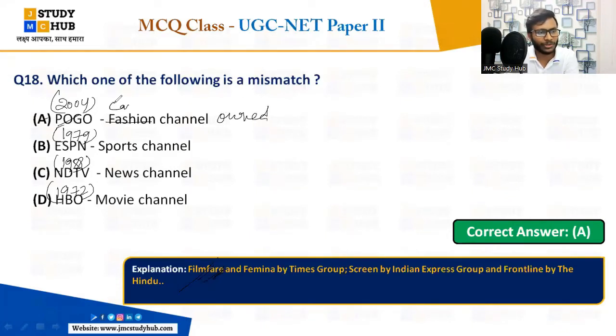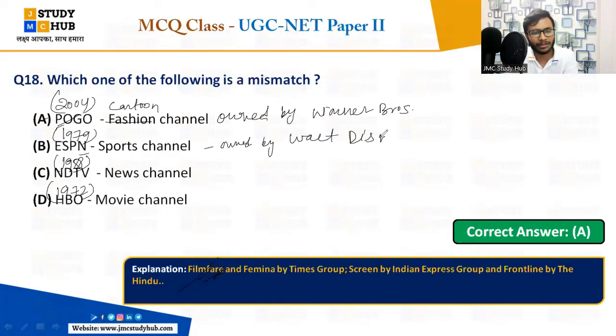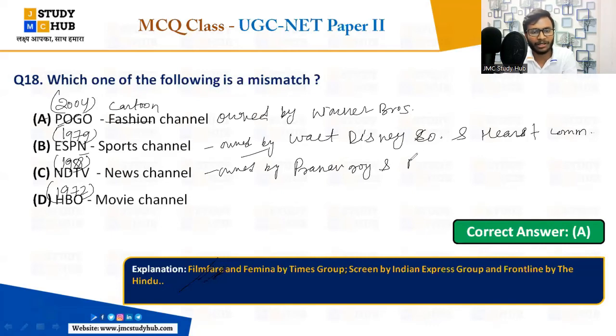So the Pogo, ye fashion nahi, cartoon channel hai. Okay, cartoon channel that is owned by Warner Bros. Yes, very good, Time Warner. ESPN here is owned by, please note it down, Walt Disney Company and the Hearst Communications. Okay, owned by Walt Disney Company and the Hearst Communications, very much important. NDTV here is owned by, yes very good Abhishek, Prannoy Roy and his wife Radhika Roy.